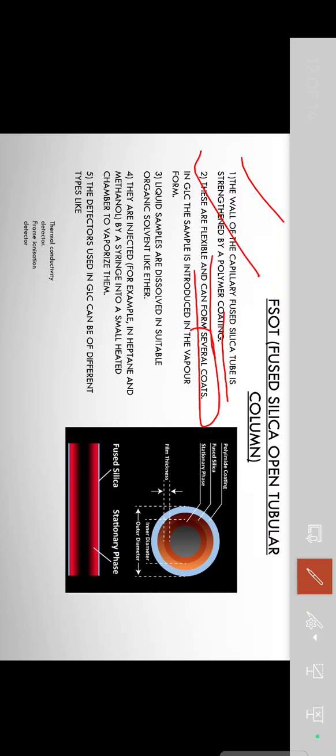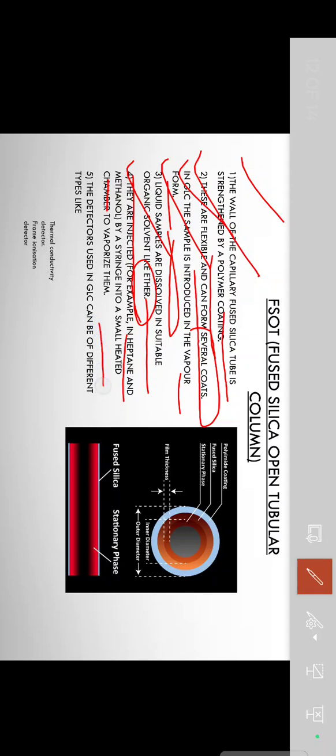In GLC, the sample is introduced in the vapor form. The liquid samples are dissolved in a suitable organic solvent like ether. They are injected, for example in heptane and methanol, by a syringe into a small heated chamber to vaporize them. The detector used in GLC can be of different types like thermal conductivity detector and flame ionization detector.